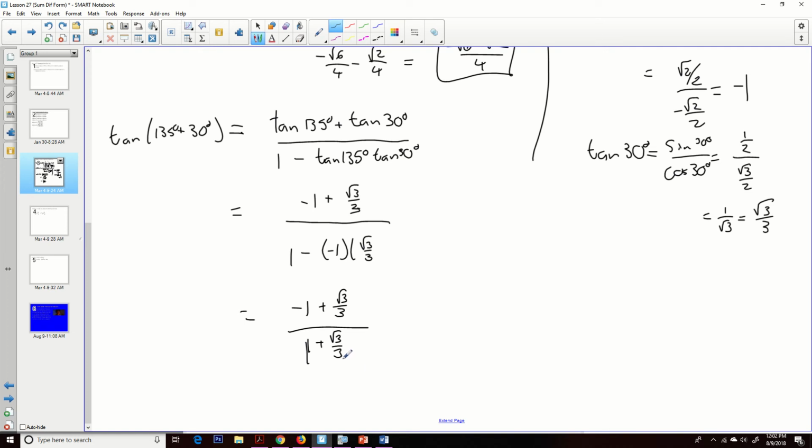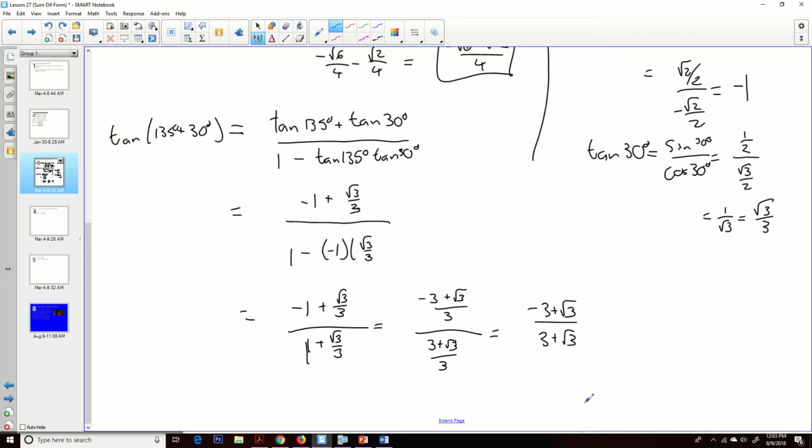Let's see, do I want to leave that as is? Now let's simplify. Let's see if we can simplify. Let's make both of these a fraction. So I've got negative 3 plus square root of 3 all over 3, and then I'll have positive 3 plus square root of 3 all over 3, and then we can make that into negative 3 plus square root of 3 all, because the 3's cancel there, all over 3 plus square root of 3.